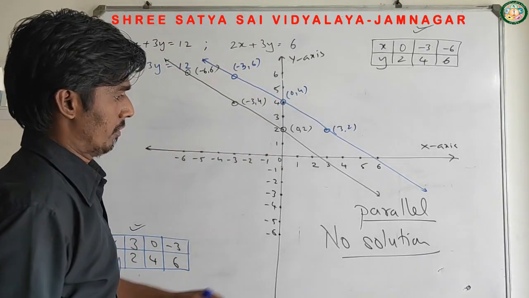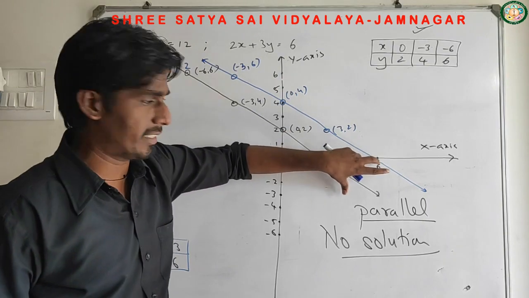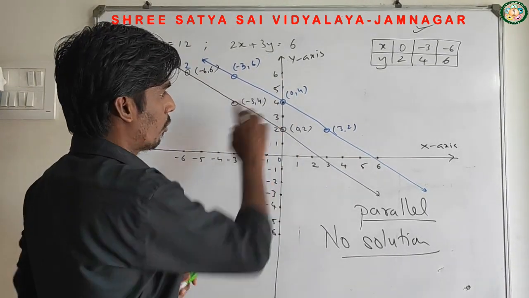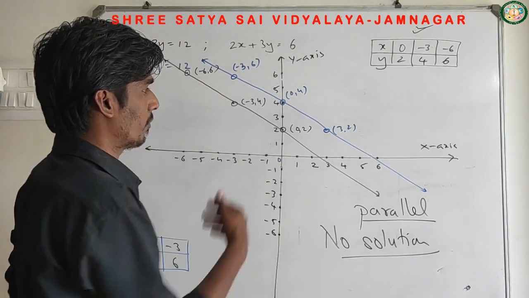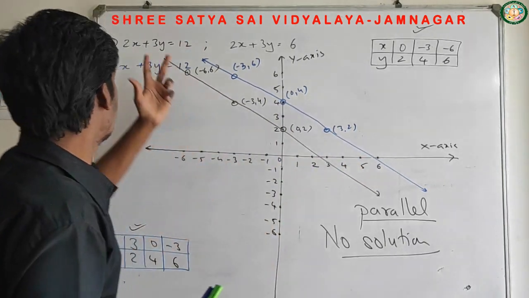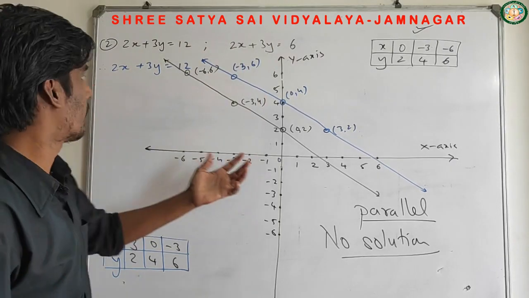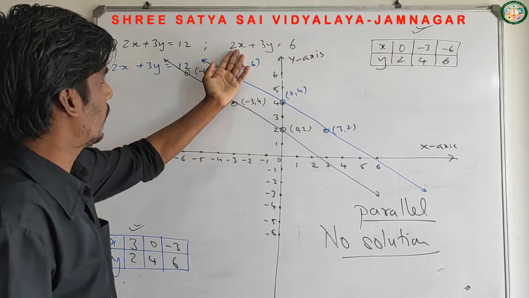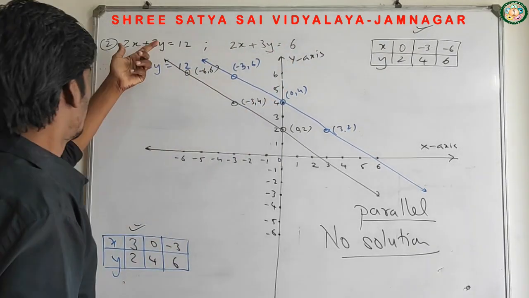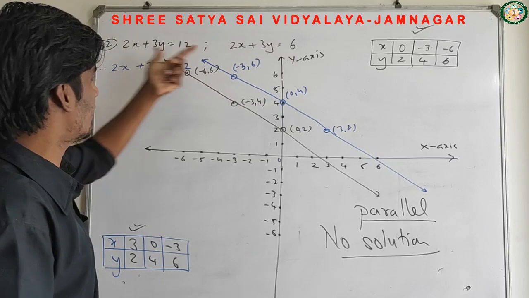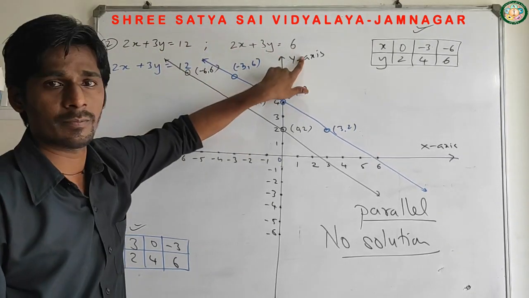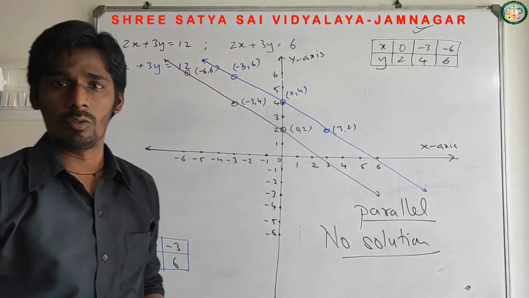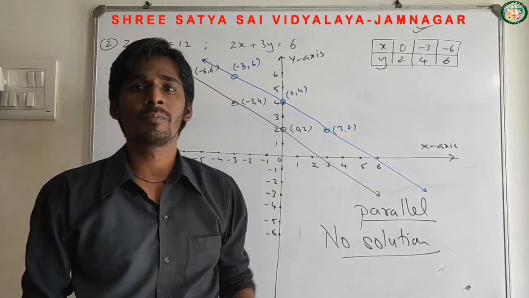Now, these two lines are not intersecting each other. It means it has no solution. If it had a solution, it would intersect at some point. So from this graph itself, we can see that there are no values for x and y, because if you look at this equation, 2x plus 3y is 12 and the same 2x plus 3y is what? 6. Their right and left hand sides are equal, but their left hand sides are different. So we can say that the given equation has no solution because the lines are not intersecting.